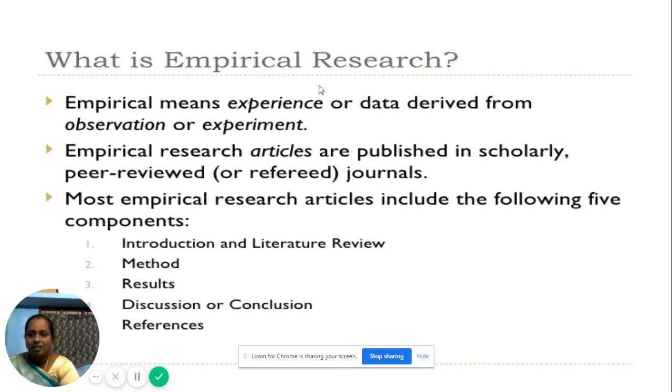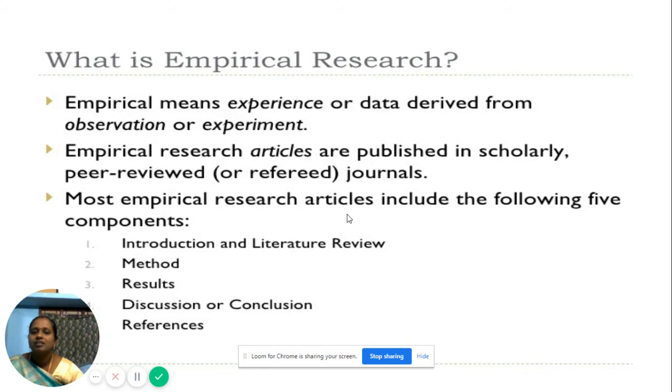So empirical, experimental. You have to remember in your mind: empirical, otherwise known as experimentation. Through observation, you are collecting data. Empirical research articles are published in scholarly or peer-reviewed journals. After finishing our study and research, we publish an article, which may be in peer-reviewed or refereed journals.